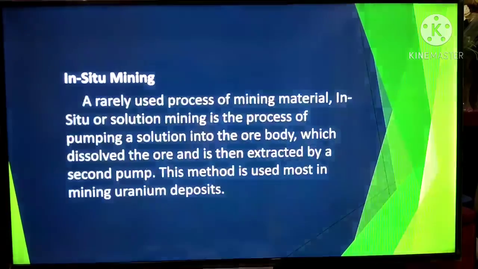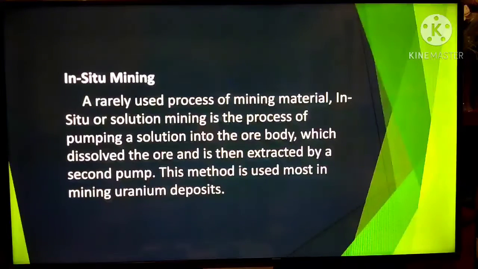Next is in situ mining, a rarely used process of mining material. In situ or solution mining is the process of pumping a solution into the ore body, which dissolves the ore and is then extracted by a second pump. This method is used most in mining uranium deposits. In modern practice, this solution, which is called lixiviant liquids, works by changing the pH and oxidation level of the ore, leading to the ore breaking down and becoming easily extracted, which is used in in situ mining.